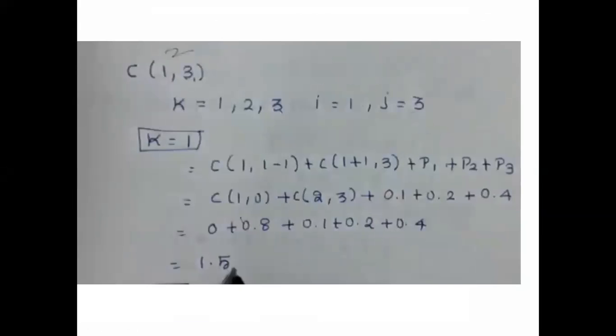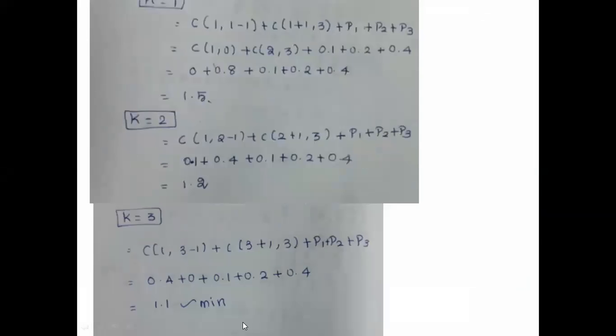Similar to that, solve 1, 3, which means k equal to 1, 2, 3. So find out which is the minimum value. Okay. When submitting k equal to 3, 1.1 is the minimum value. K equal to 2 means 1.2. K equal to 1 is 1.5. Okay, so for this minimum value. And 1, 4 means 1, 2, 3, 4.